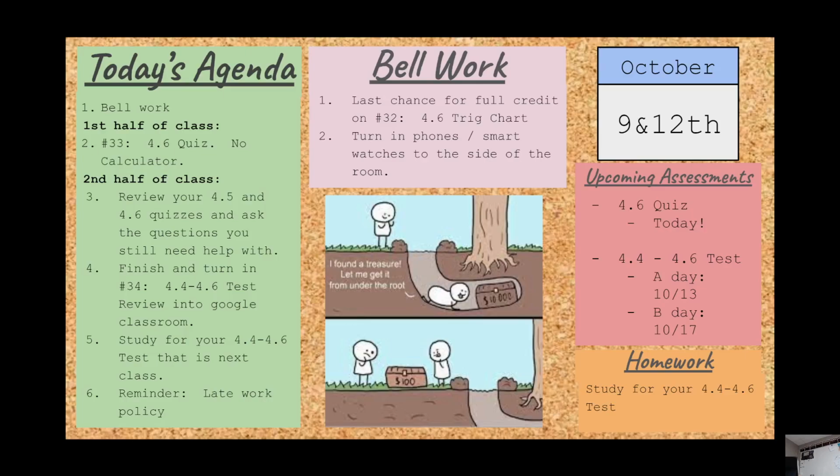Alright, so we have two things to do today. We need to take our 4.6 quiz, and then we need to do the second half of the test review. Before we start the 4.6 quiz, if you forgot or were unable to turn in number 32 in the Google Classroom, that was the big chart, number 32 in your binder, I need that in the box up here. And if you want full points on that, you need to get that turned in before we get started.